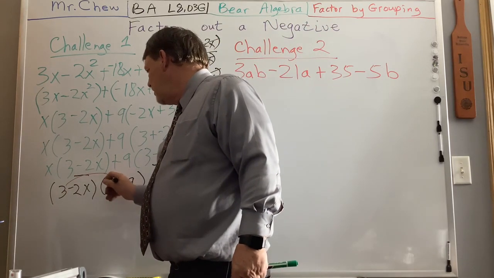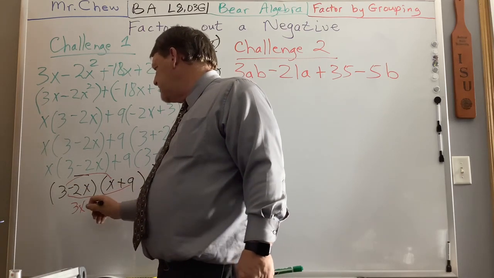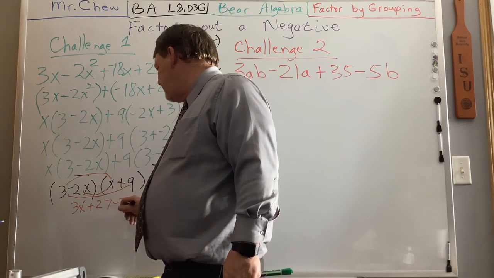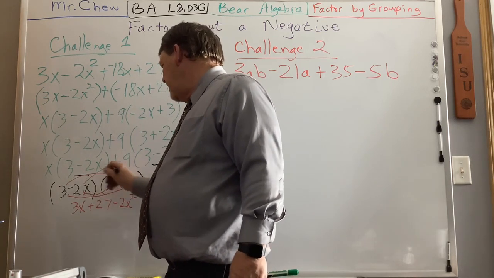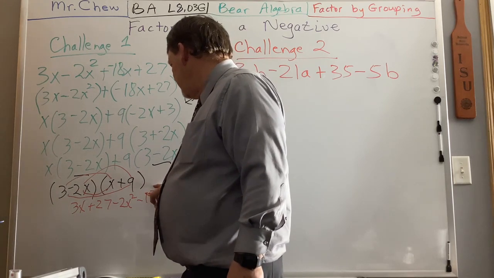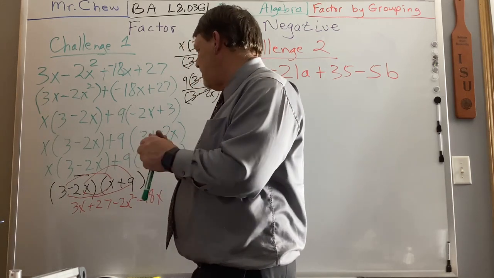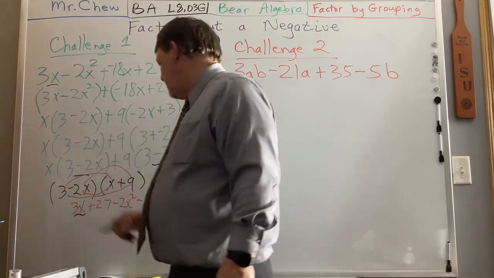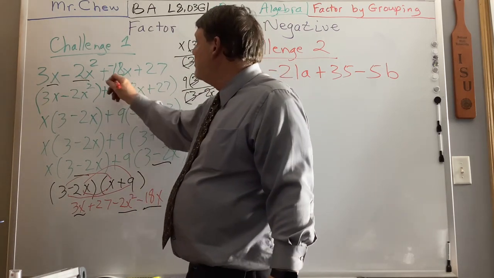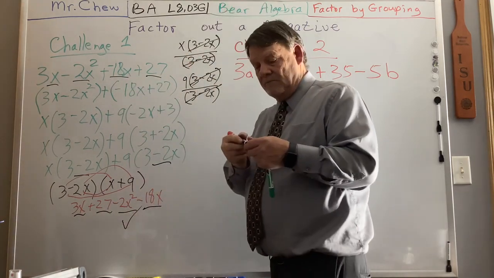So first, 3 times 3x is 9x. Outer, 3 times 9 is 27. Inner, negative 2x times x is negative 2x squared. And then last, negative 2x times 9 is negative 18x. So now let's look and see if we've got the same ones. I've got a 3x here, 3x here. I got a minus 2x squared, minus 2x squared. I got a minus 18x, which is the same as plus a negative 18x. And I've got a plus 27, which means it checked.